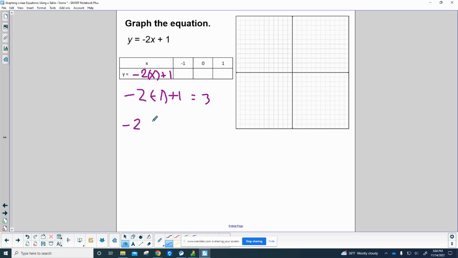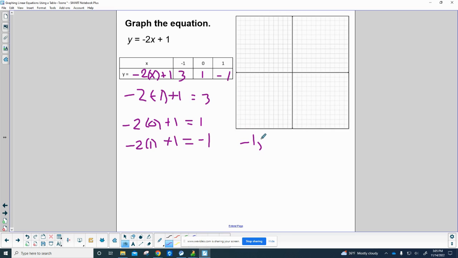Negative 2 times 0 plus 1, which would be 0. 0 plus 1 is 1. And then negative 2 times 1 plus 1. Negative 2 times 1 is negative 2. Negative 2 plus 1 is negative 1. So our ordered pairs that we're going to be graphing are negative 1 and 3, 0 and 1, 1 and negative 1. So that would look like this.